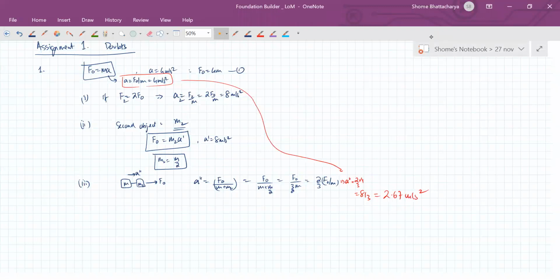Okay, is this clear? Om and Hitanshu, this question is clear? Okay, right. Anybody has a doubt in the second question?